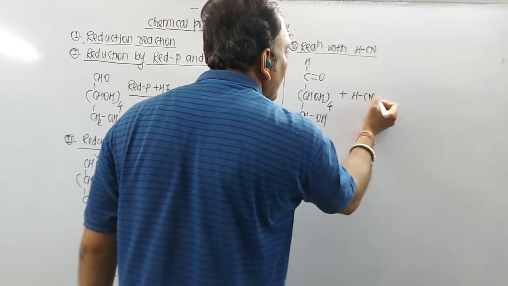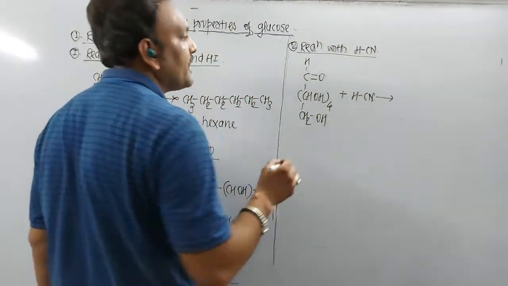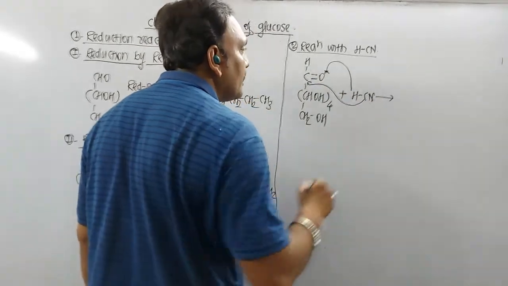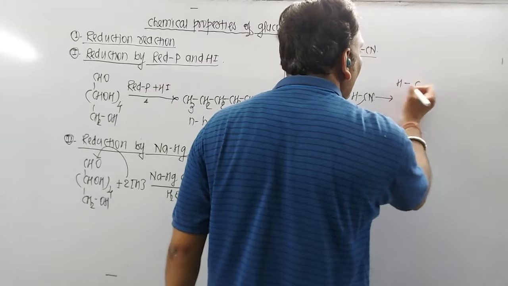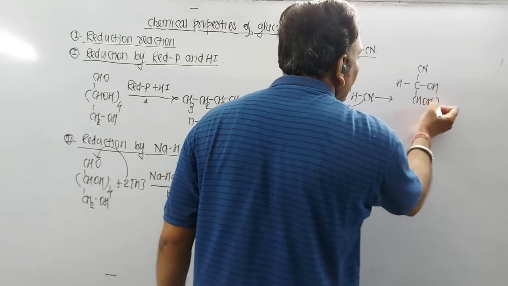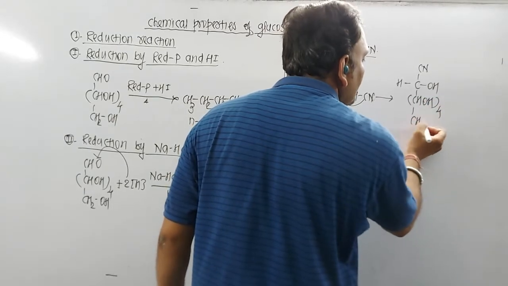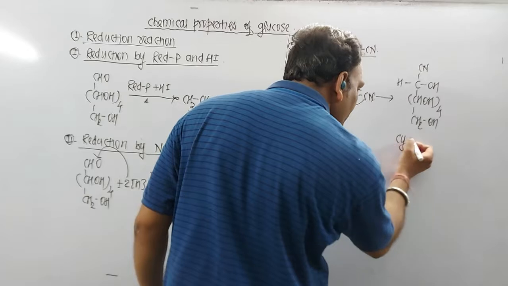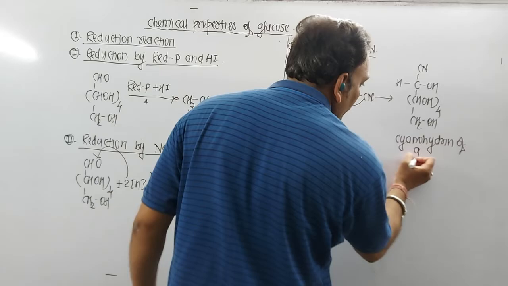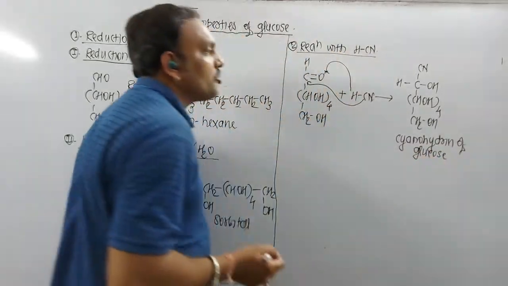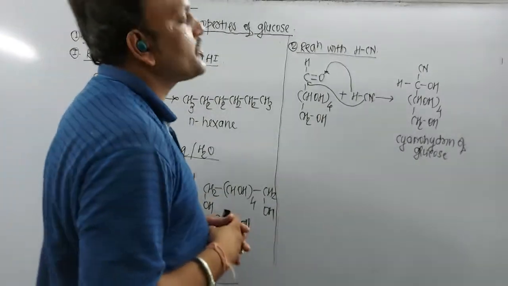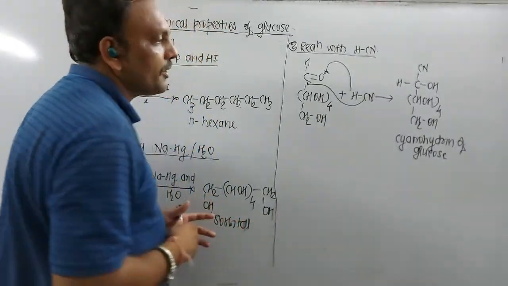When glucose is allowed to react with HCN, then nucleophilic addition is expected. So nucleophilic addition takes place in this manner, and that leads to the formation of such type of product. This is none other than the addition product, what we call cyanohydrin of glucose. This is the cyanohydrin of glucose, or in simple words one can say glucose cyanohydrin. So formation of glucose cyanohydrin indicates the presence of aldehyde group in glucose.